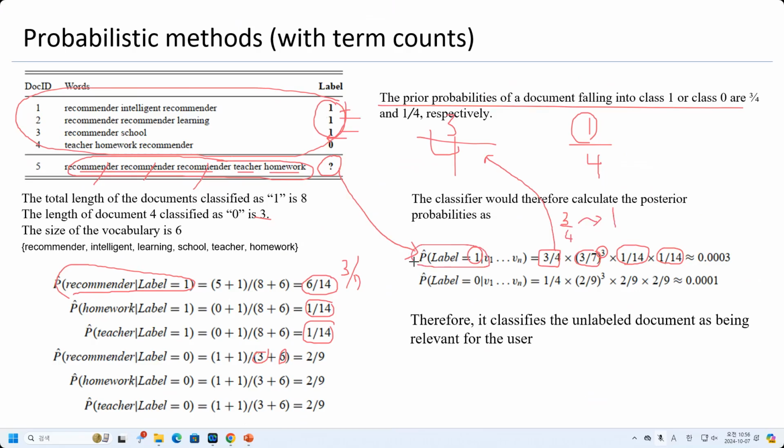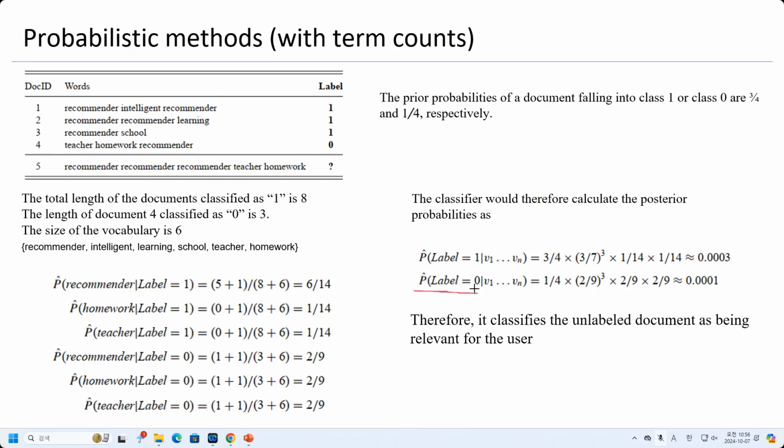So if I want to assign this to label 1, then the probability is 0.0003. What about if I want to assign this to label 0? There is 1 document among 4. And in this case, we have 3 recommender, which is 2 over 9 for 3 times, multiplied by 2 over 9, which is the word teacher probability in the label 0, and 2 over 9, which is the word homework in the label 0. And we can get this probability, 0.0001.